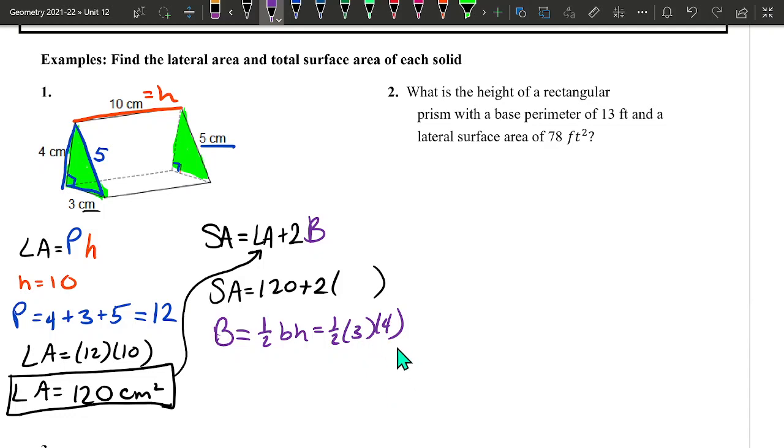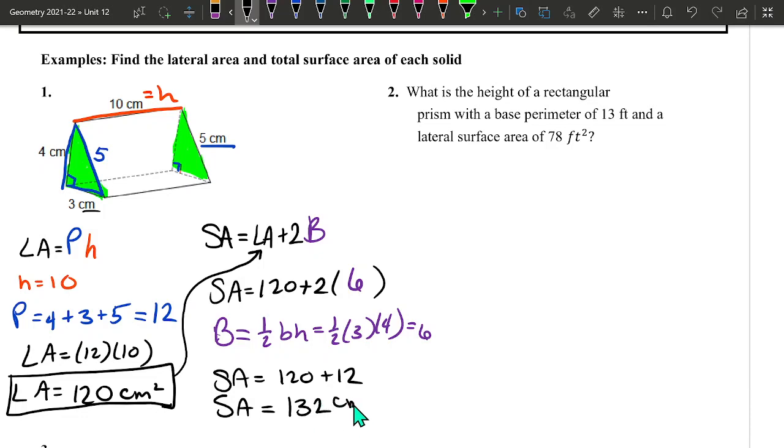3 times 4 is 12. Half of 12 is 6. So the area of the base is 6. So then the surface area is 120 plus 2 times 6, so plus 12. So the surface area is 132. These are centimeters, and it's squared because it's area.